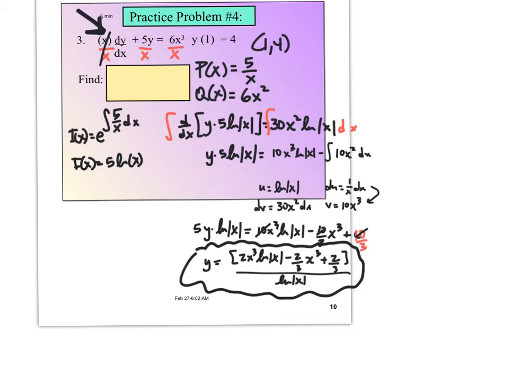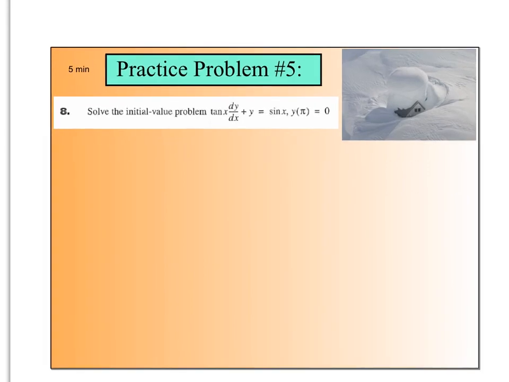Alright, let's walk through maybe 1 or 2 homework problems and we'll call it a day. Alright, I like this one. Let's go ahead and do this one.